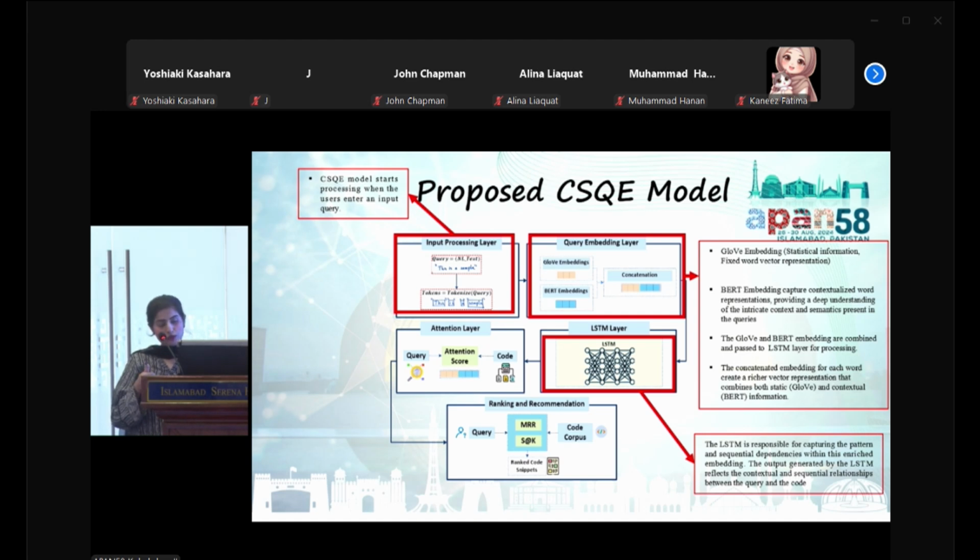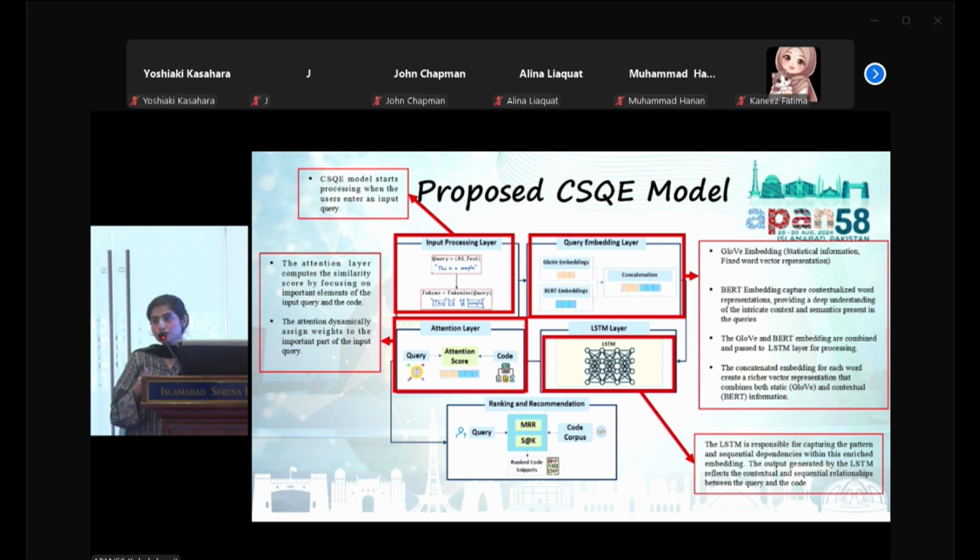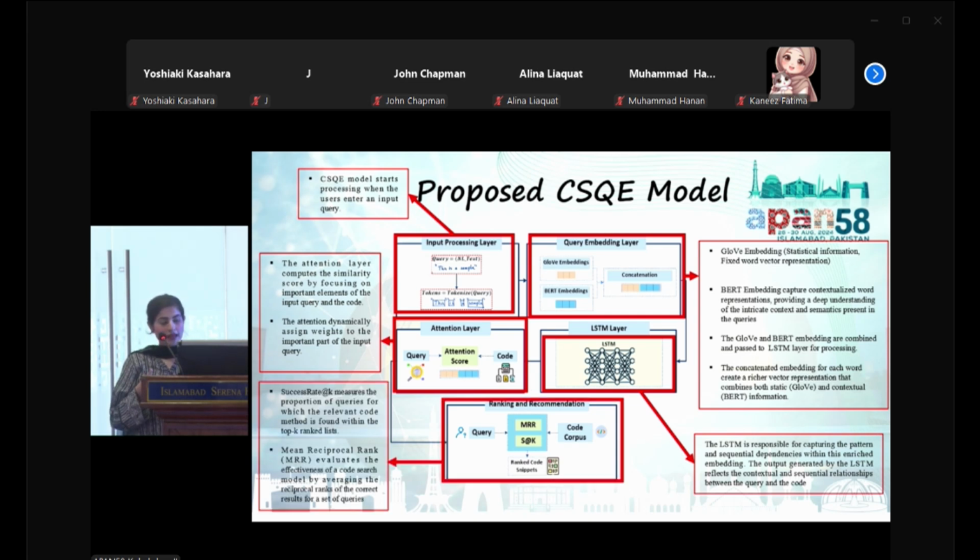The output of the LSTM layer is then passed to the attention layer, which computes the similarity score by focusing on the important elements in the query and the available codes. The attention dynamically assigns weights to the important parts of the input query. So there comes the final step, and for the ranking, we utilize two evaluation metrics. The first one is the success rate, and the second one is the mean reciprocal rank.